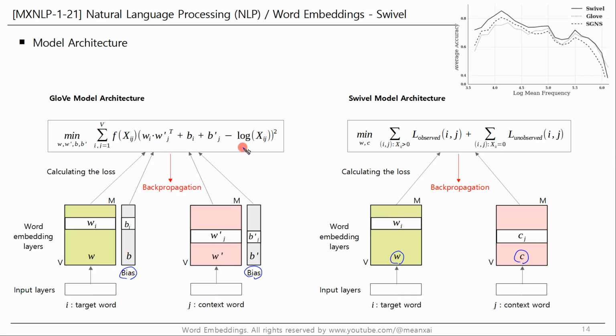Another important difference is how the training data are treated. Glove trains only on observed co-occurrence pairs. Swivel explicitly models both observed and unobserved co-occurrences. According to the author's experiments, this approach leads to better embedding performance than several competing approaches.